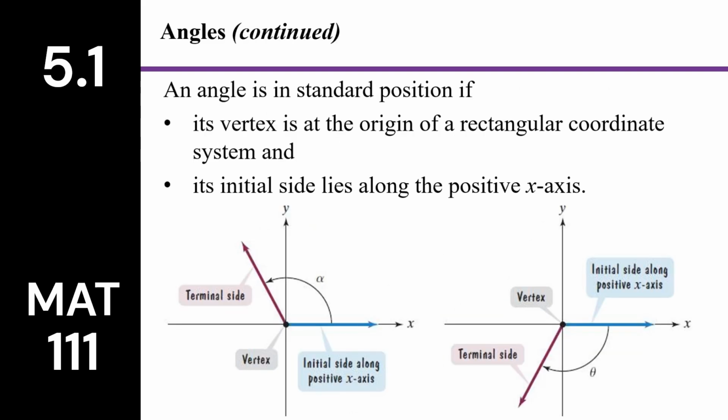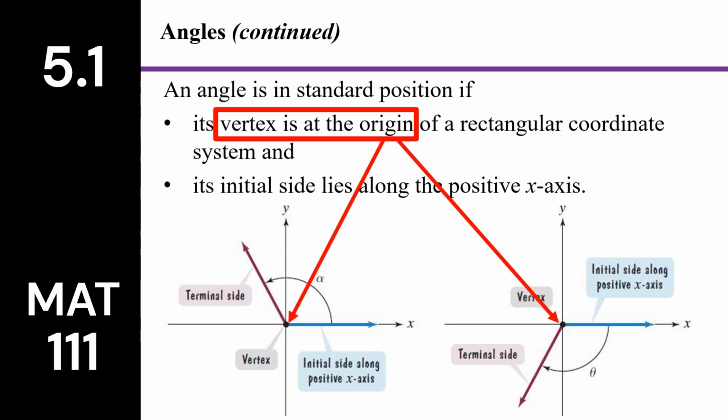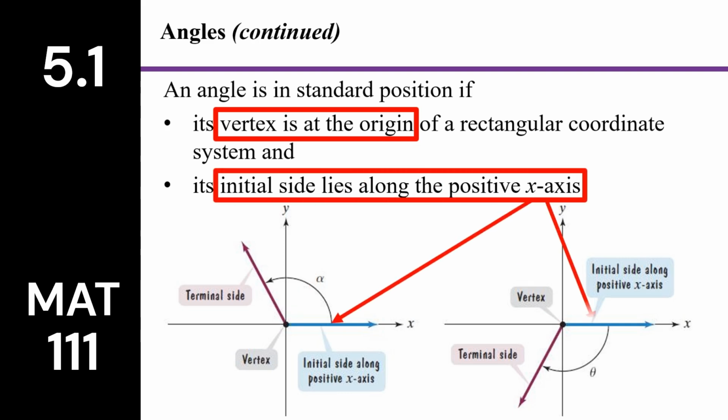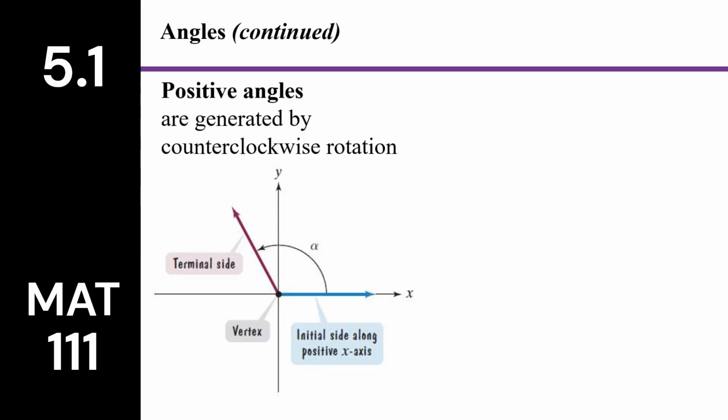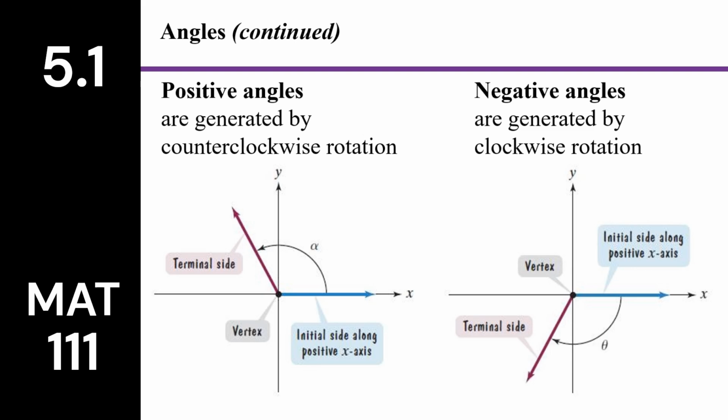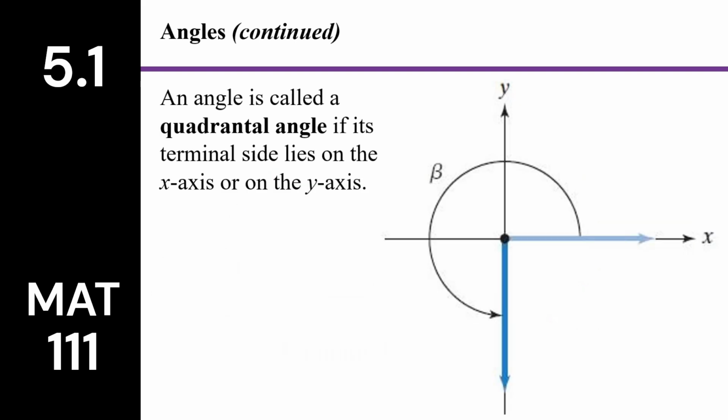An angle is in standard position if its vertex is at the origin and if its initial side lies along the positive x-axis. Positive angles are generated by counterclockwise rotation, and negative angles are generated by clockwise rotation. An angle is called a quadrantal angle if its terminal side lies on the x-axis or on the y-axis.